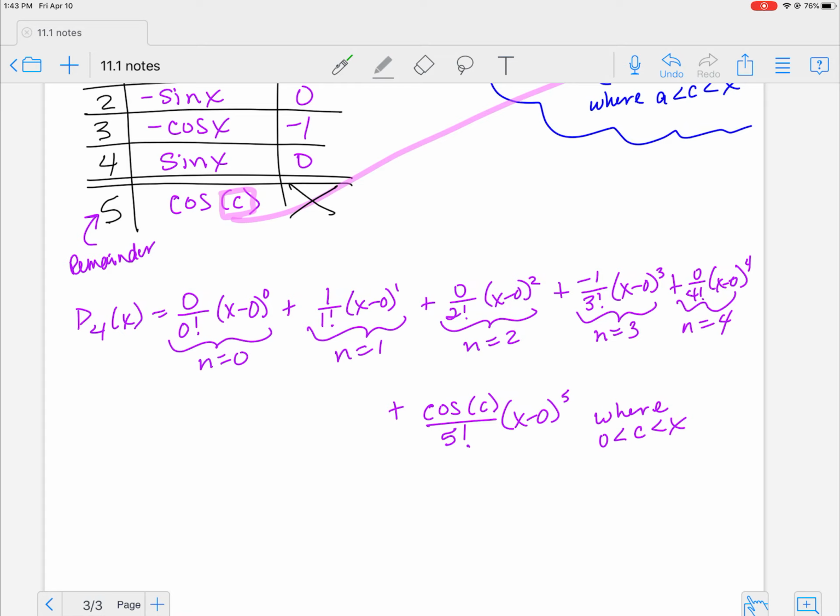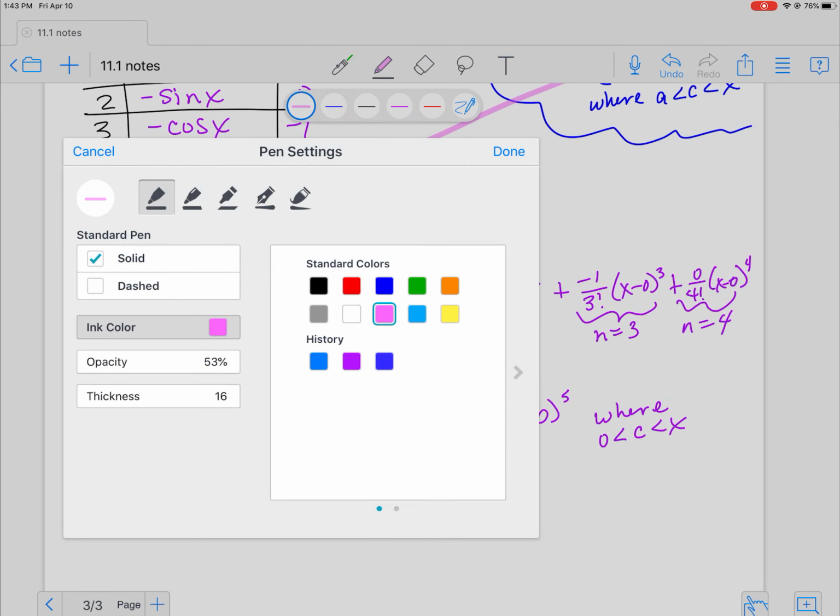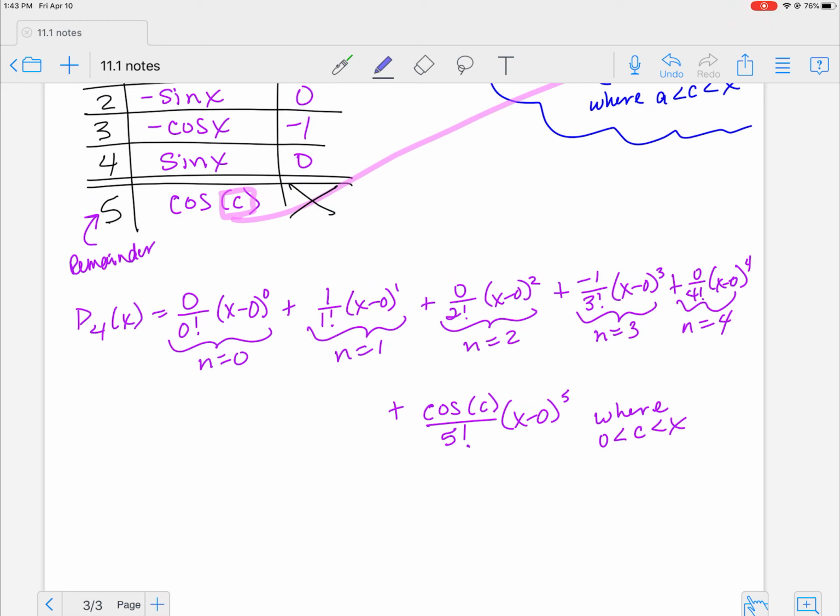All right, now clean this up. Let me change my highlighter color. Let's go back to blue here. Ooh, we can make it a brighter blue. This is 0 times anything. What do you get? 0, right? Here I have 1 over 1, which is 1. X minus 0 is still x to the 1. So my first term here is actually, the 4th degree polynomial is 1x.